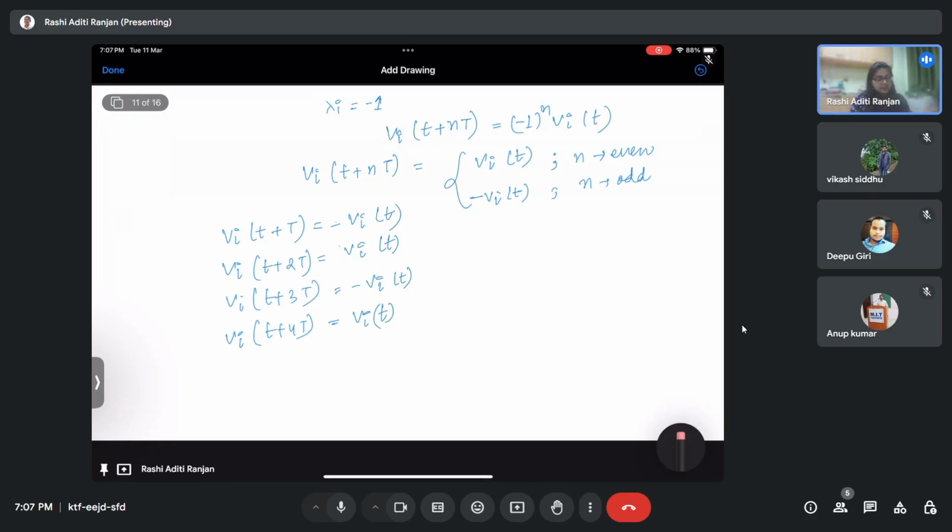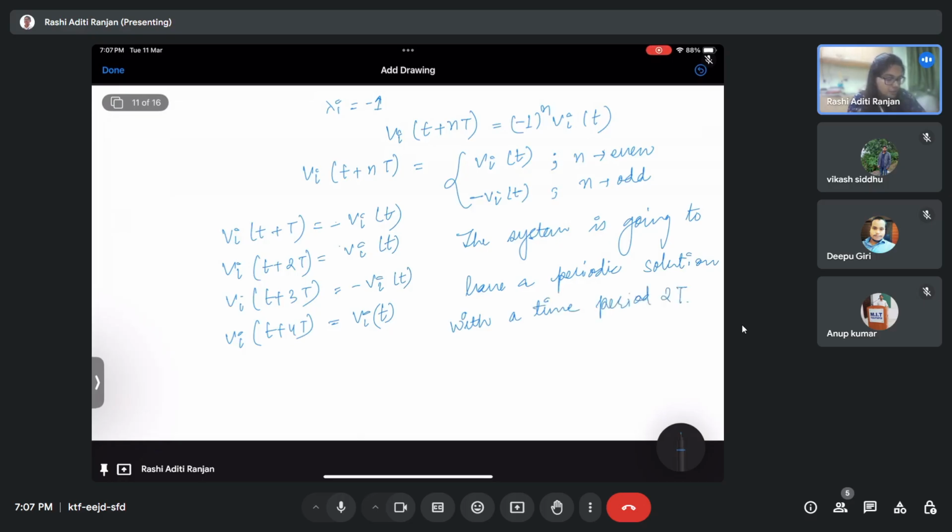So in this case, again, the system is going to have a periodic solution with a time period 2T, which is twice the time period of the parametric term. Correct? Okay. So now I know.